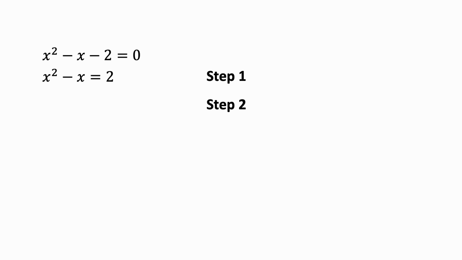Step 2. Divide the coefficient of the second x term by 2. So the second x term is what I have just circled, and the coefficient is minus 1. So, dividing the coefficient of the second x term by 2 gives us minus 1 over 2.